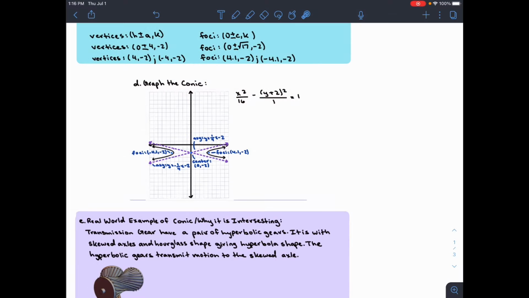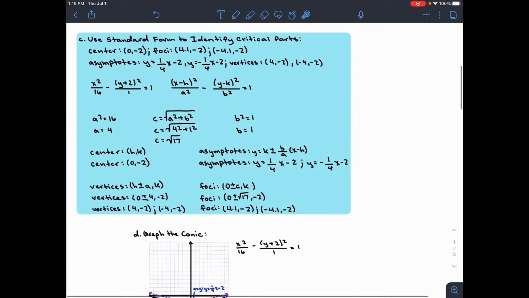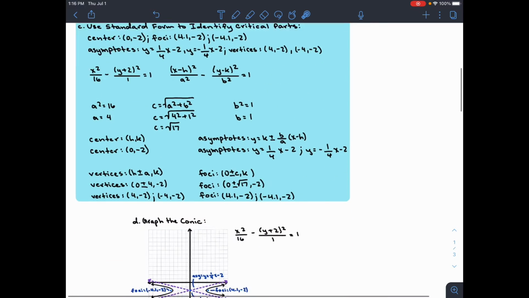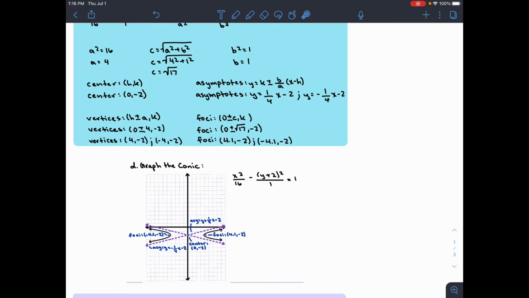Okay, so this is the question: graph the hyperbola. First we got this equation in expanded form and we made it into standard form. So that is our equation. And we know, since this is our equation, that it follows this format, so we know that it is a horizontal hyperbola. And so first what we have to do is find the vertices.